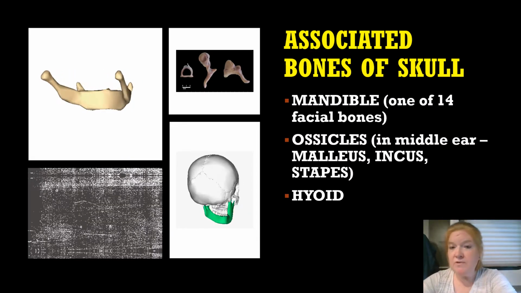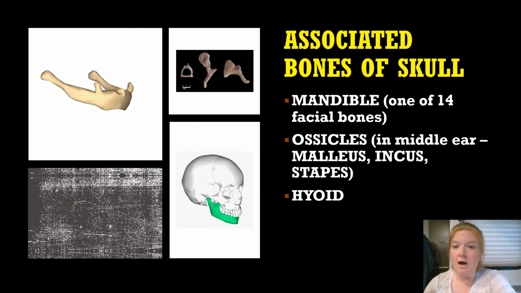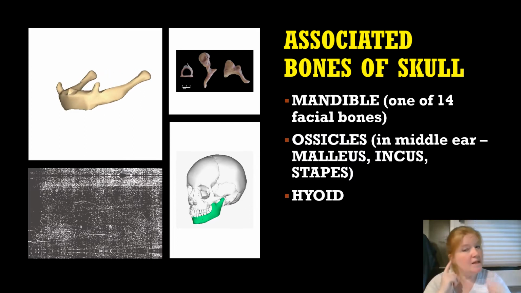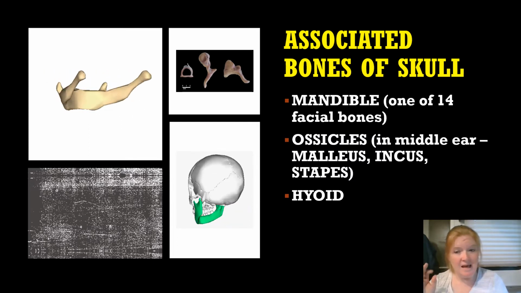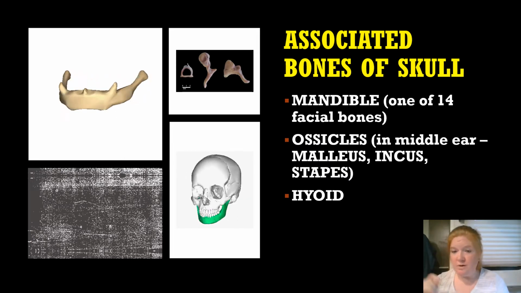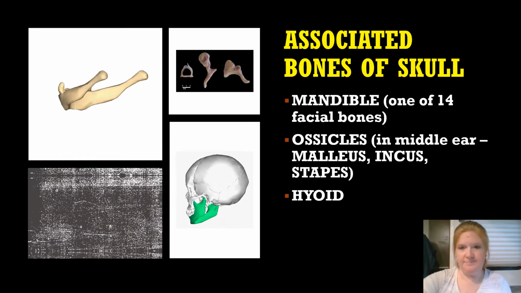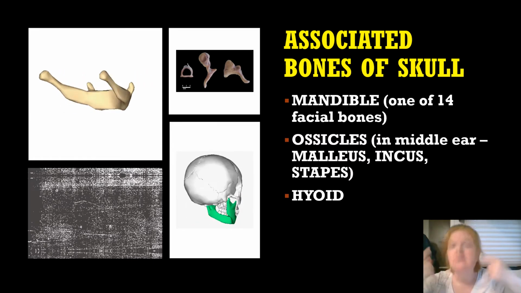The only names for the associated bones of the skull, I'm not making you remember all the facial bones, okay, are the mandible, the lower jaw, so that's one of the facial bones. The ossicles in your middle ear, the malleus, the hammer, the incus, the anvil, and the stapes, the stirrup. And then the hyoid bone right here, okay. Mandible, ossicles, hyoid.